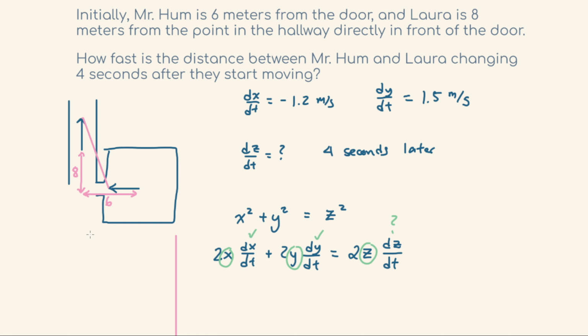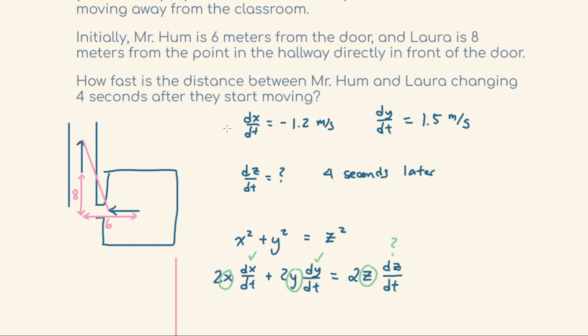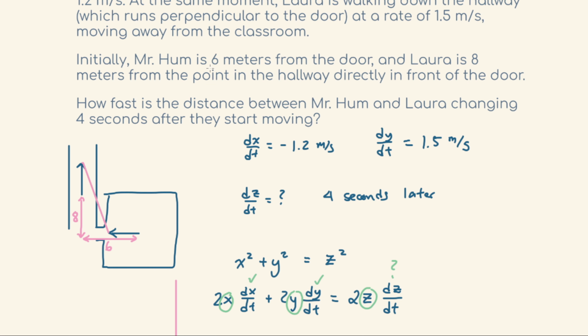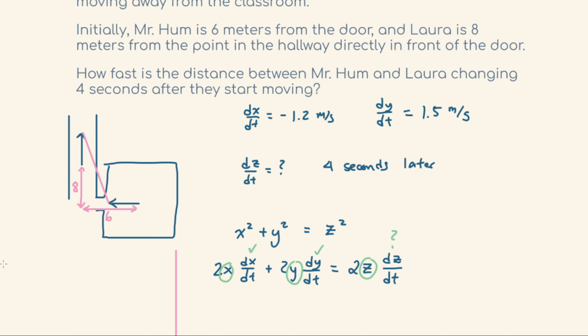Now, initially that distance, that x, was 6 meters. And if I'm walking at a rate of 1.2 meters per second, then how much distance have I closed? Well, the amount of distance I've moved is going to be 4 times 1.2, which comes out to 4.8. So the horizontal distance left is going to be 6 minus 4.8. So it's the initial distance minus the amount of distance that I've walked in those 4 seconds, which comes out to 1.2 meters. That is my x.